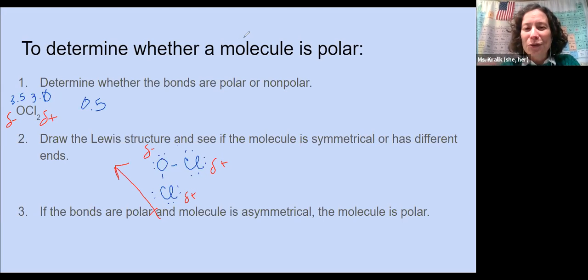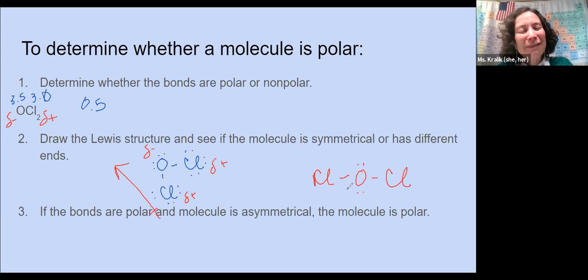Now let me just point out to you one error that people might make. They could draw it as ClOCl and put the lone pairs like this and then say, oh, it's a symmetrical molecule. You have to think about the three dimensions of this one. Remember, this is a tetrahedral electron geometry, and so it's going to be bent. These two chlorines are not 180 degrees apart from each other. So just be cautious of that.